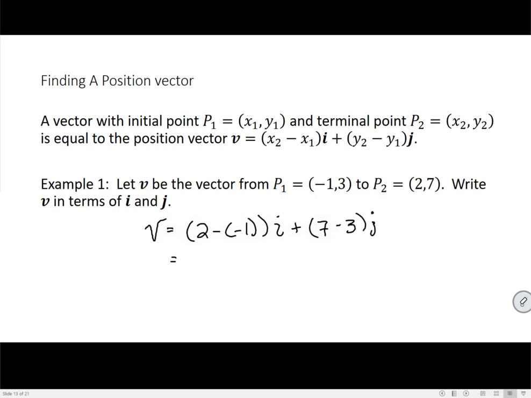So now I just have to simplify. So I have 2 minus a negative 1. Well, those two negatives come together to make a positive, and 2 plus 1 is 3, so my position vector becomes 3i plus, and then 7 minus 3 is 4, so 3i plus 4j. And you can also use this with this notation here.